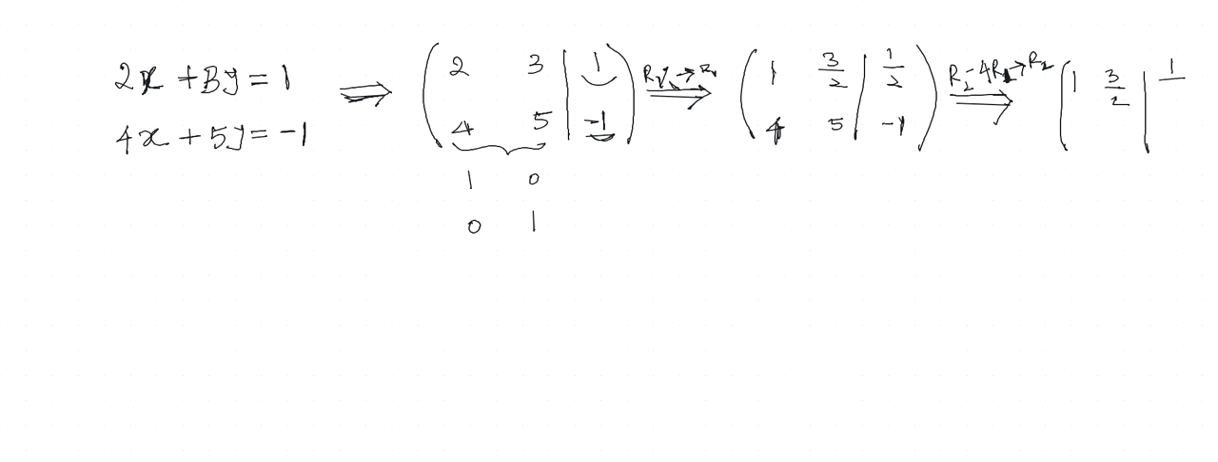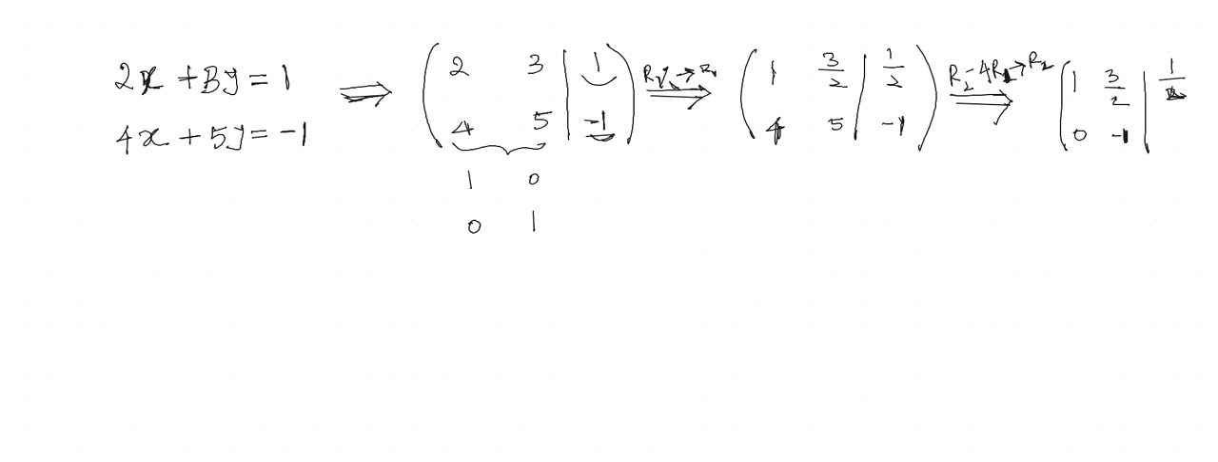And this 4, now 4 minus 4 times 1 is a 0. Calculate this one: 5 minus 4 times 3 by 2. 4 times 3 by 2 is 6. 5 minus 6 is -1. It will be -1.